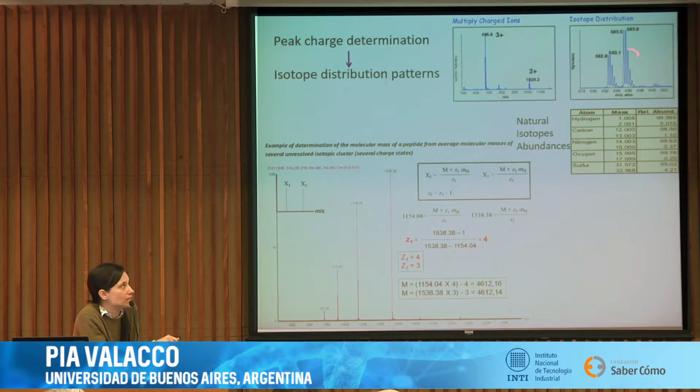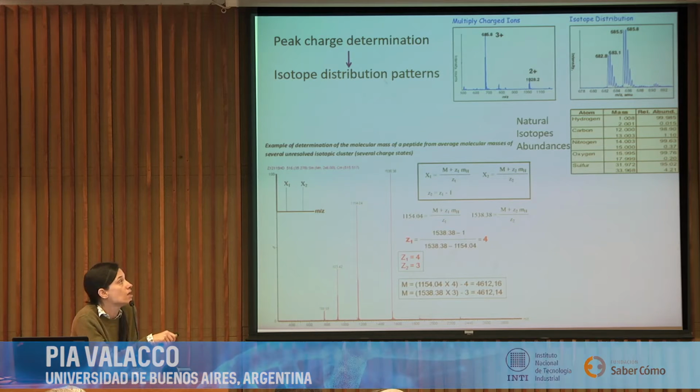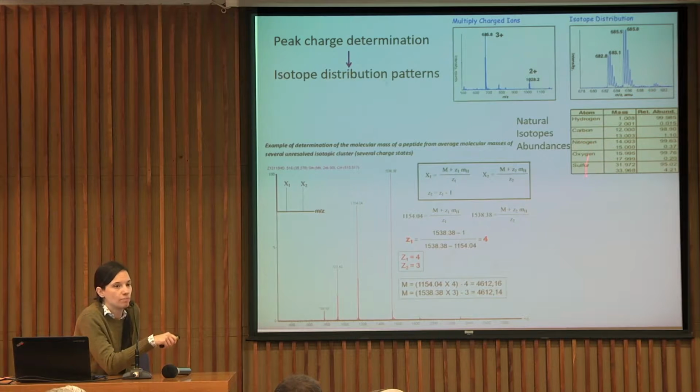So we expect the mass difference between the monoisotopic peak and the following peak to be 1. But if we are taking a look at a peak that is multiply charged, the m/z of this one difference in mass will be 1 divided by the charge. So if the charge is 2, the difference between 2 consecutive peaks will be 0.5. If it's 3, it's going to be 1 divided by 3, 0.33. If it's 4, 1 divided by 4, 0.25, etc.